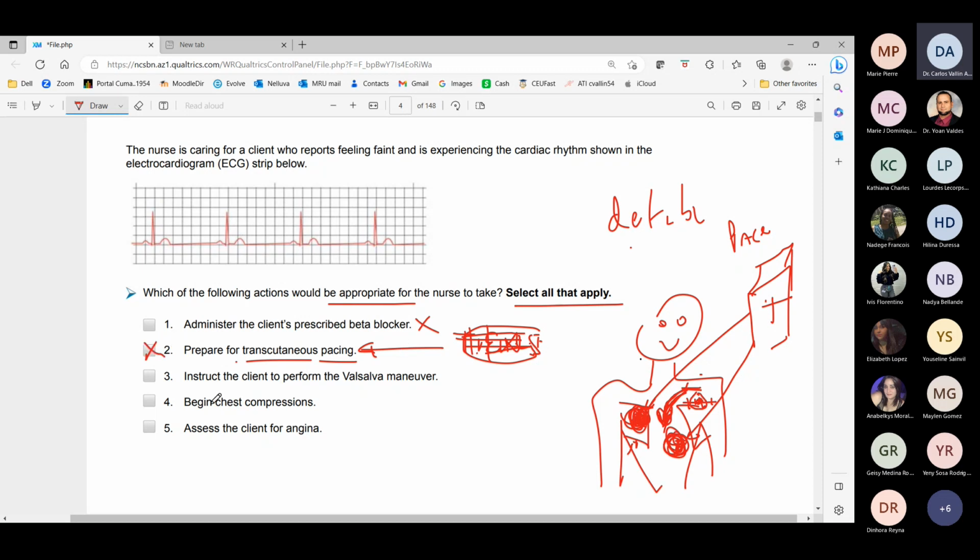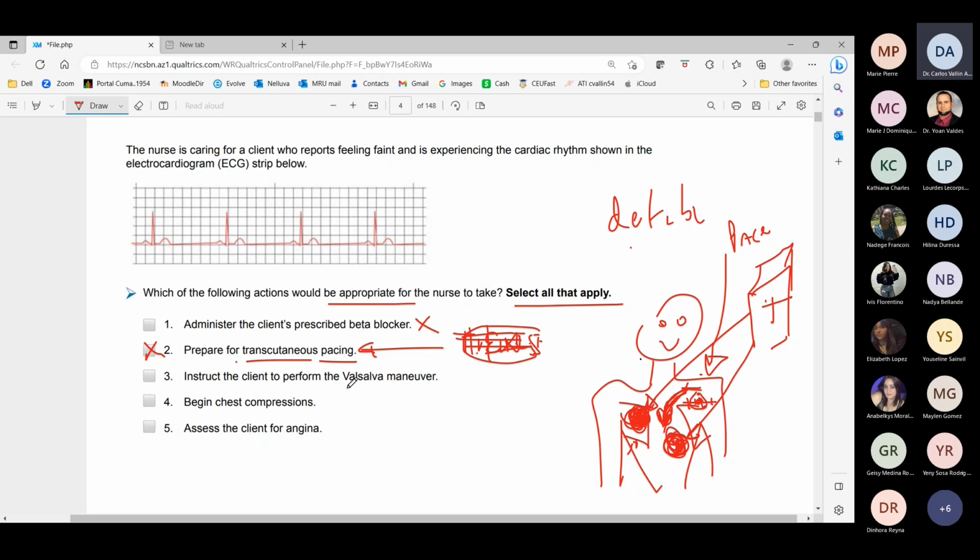So it is correct. It is yes. Just in case you have a question in the future: the nurse can follow the doctor's order or a standing protocol to initiate transcutaneous pacing. Nurses can put this. So, something that we learn. Good.